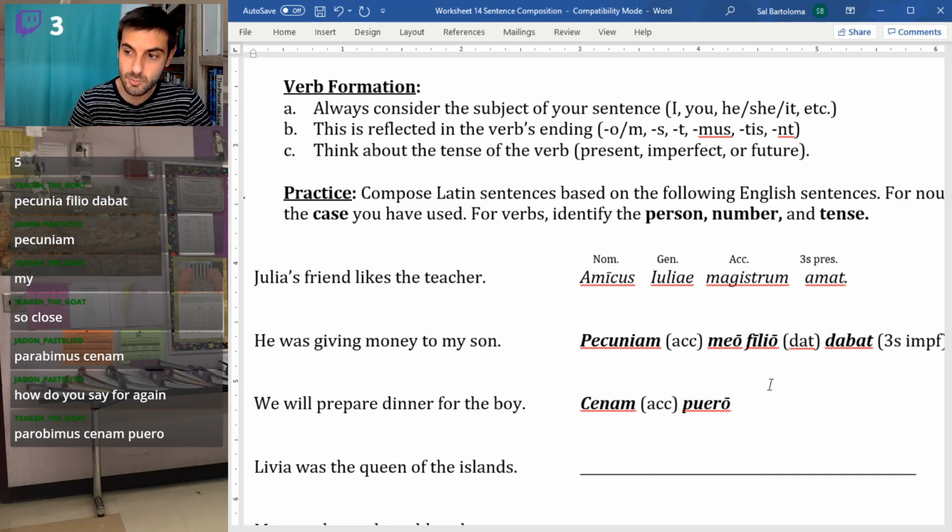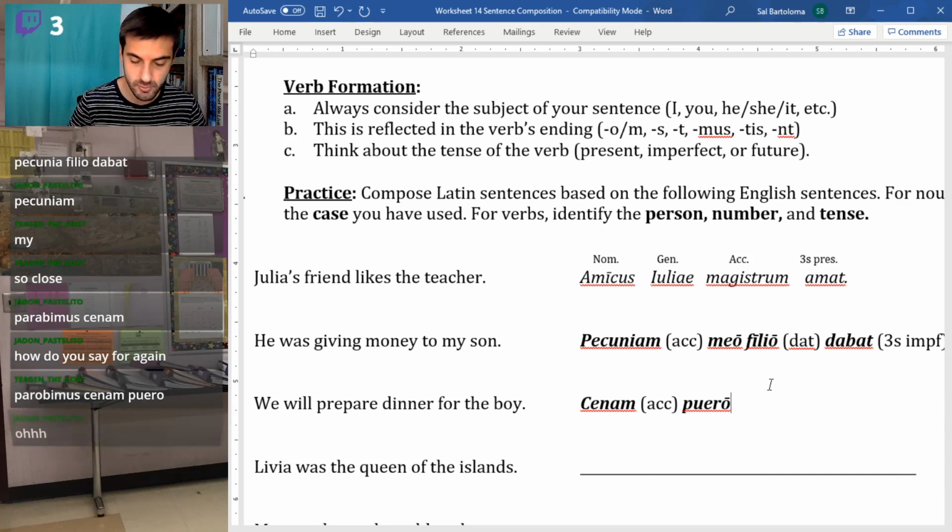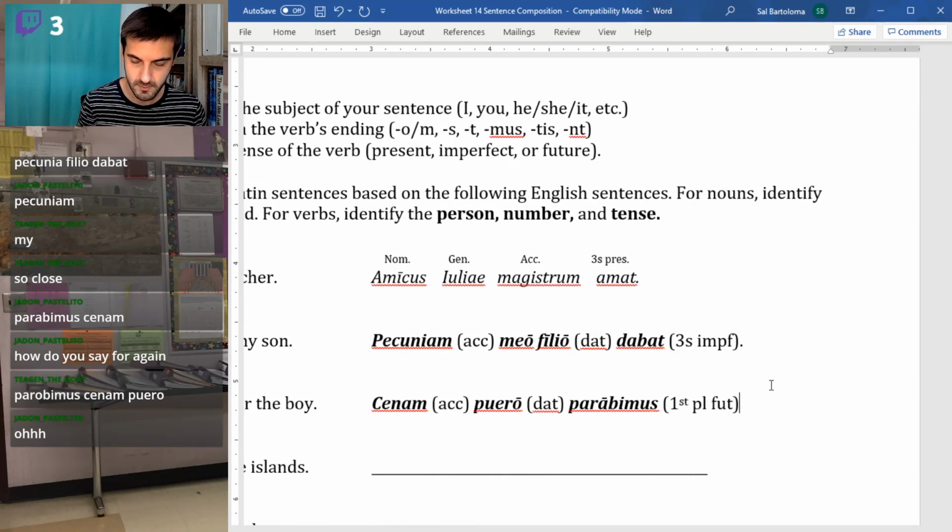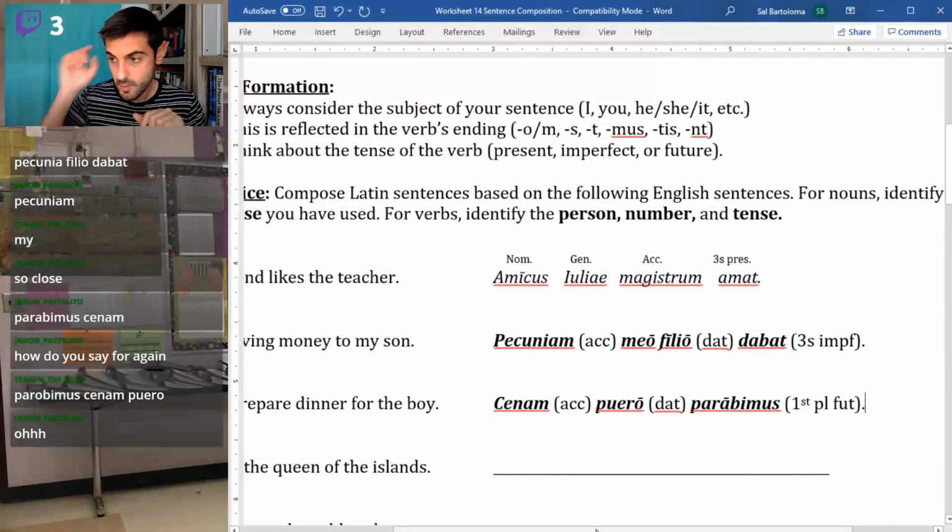And there's actually two ways that you could do this. You could just do it with the dative. That would be 100% correct. Or we'll look at it in a different way. And then we have our verb here, parabimus, right? Which is first plural future. And that all looks pretty good. So you could do it like that.